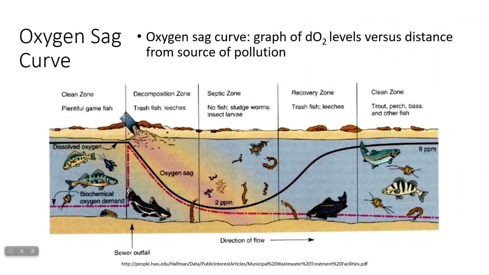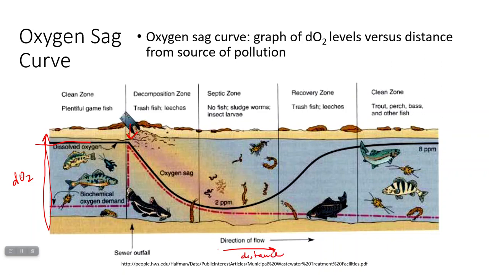To monitor the impact of this, you can use a type of graph called an oxygen sag curve, which graphs dissolved oxygen levels versus your distance from a source of pollution. So, say we have this as our source of pollution, and this axis is our amount of dissolved oxygen. This is the amount of dissolved oxygen that you find in that body of water without any pollutants. Then the x-axis is going to be your distance.